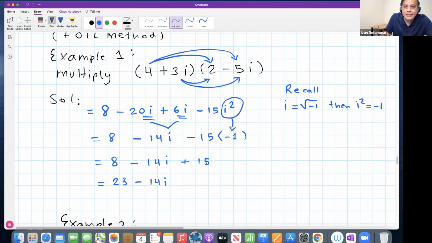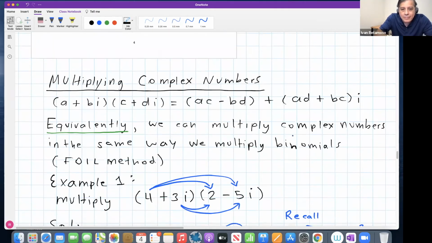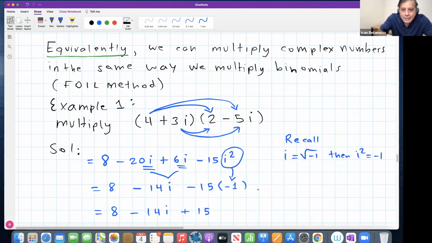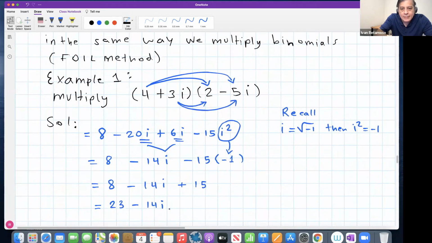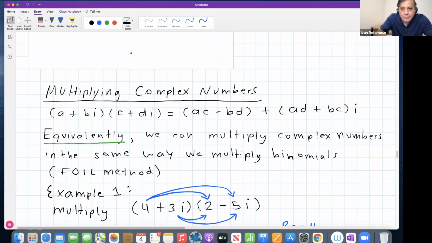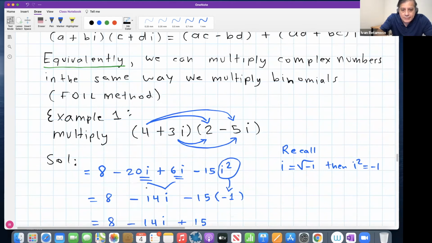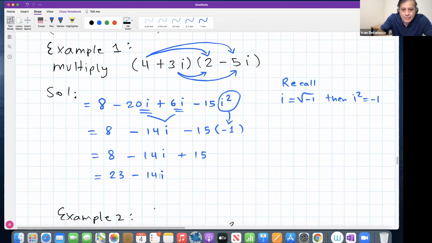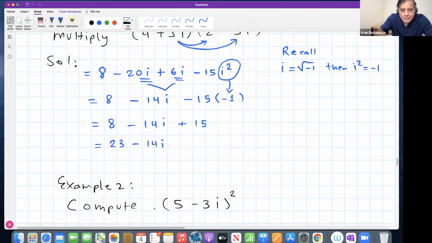As you can see, I didn't use the formulas because they're complicated, but instead I just FOILed this out and recalled the fact that i squared is -1, and then I was able to get the answer. If you want to follow the formula, you can also do that, and you will get the same result. That's what I just wanted to point out.